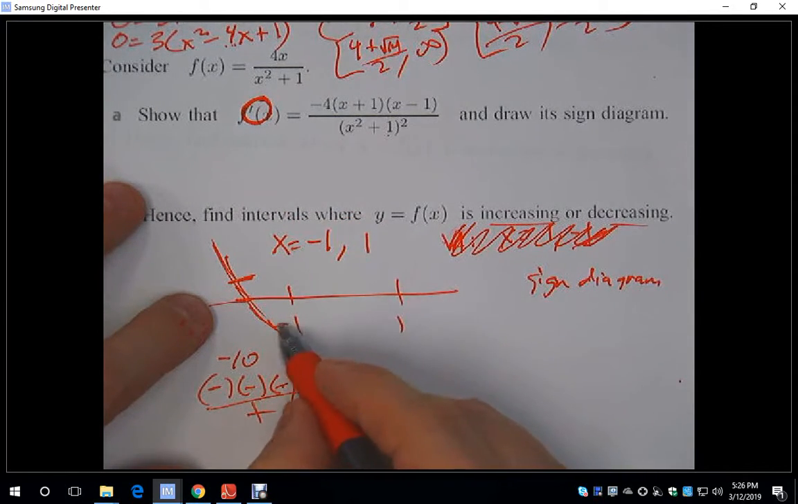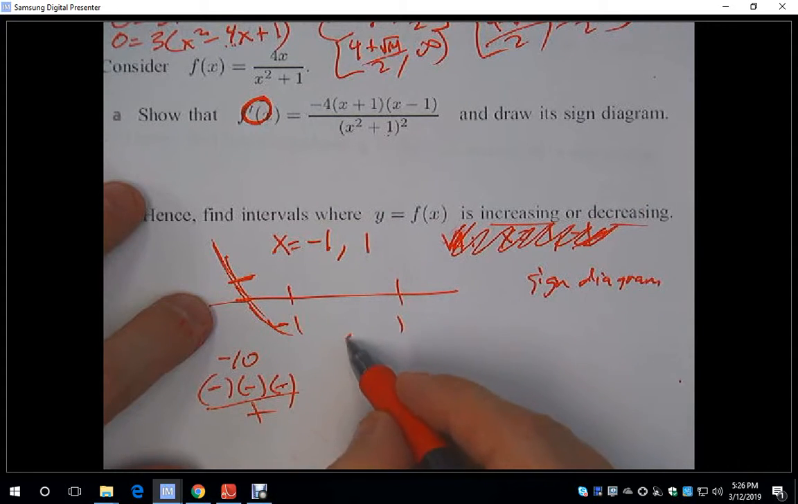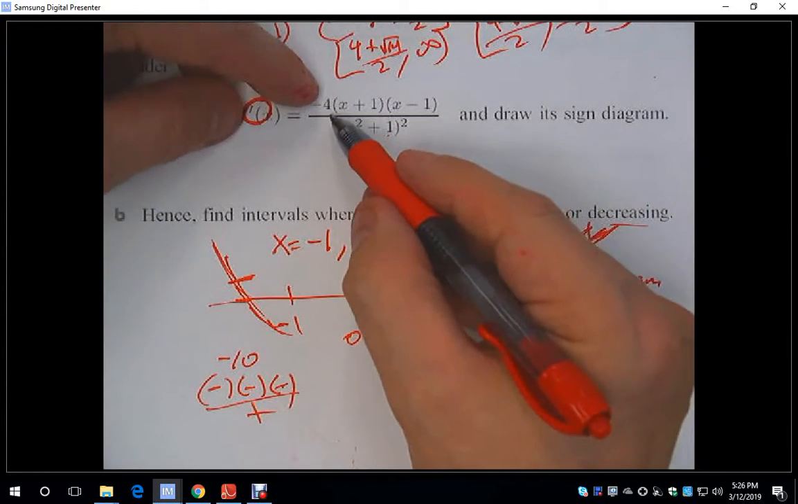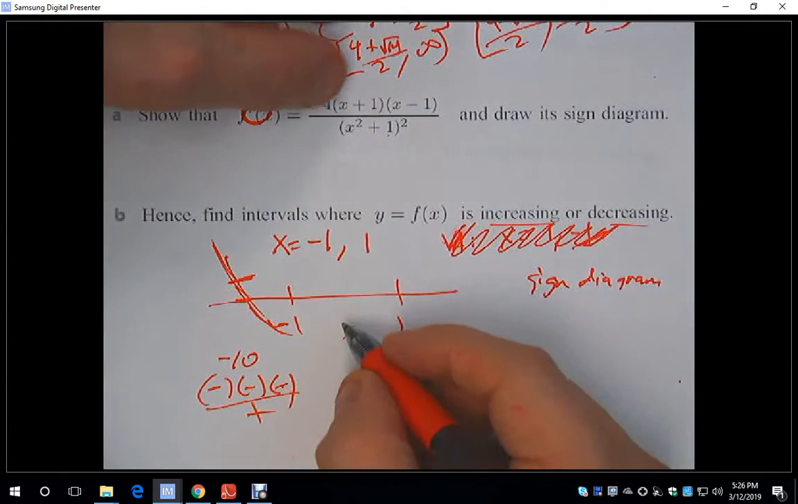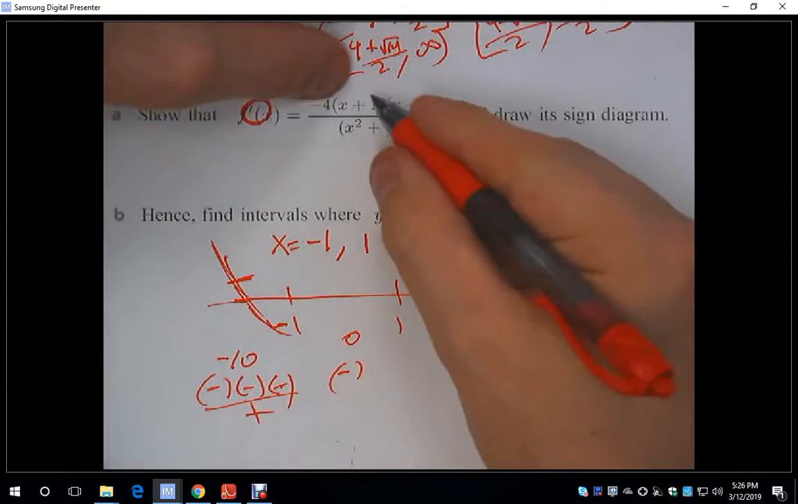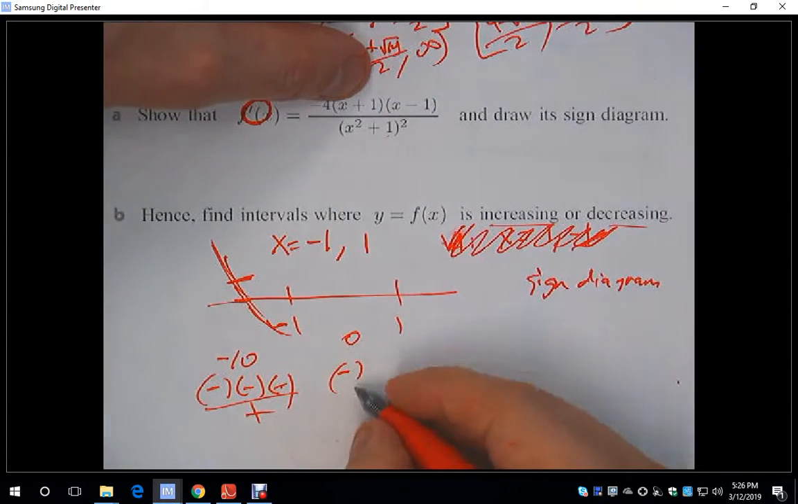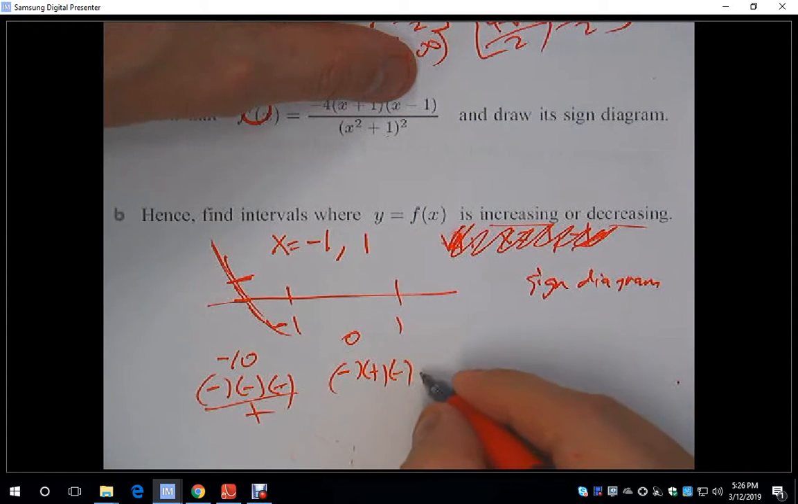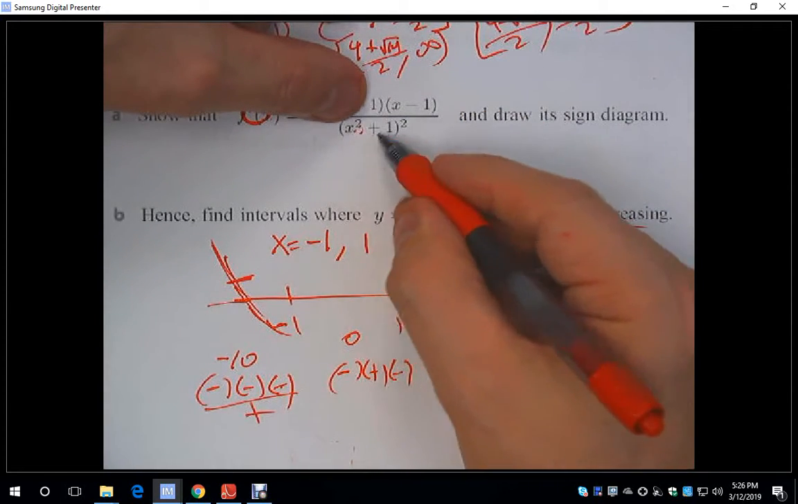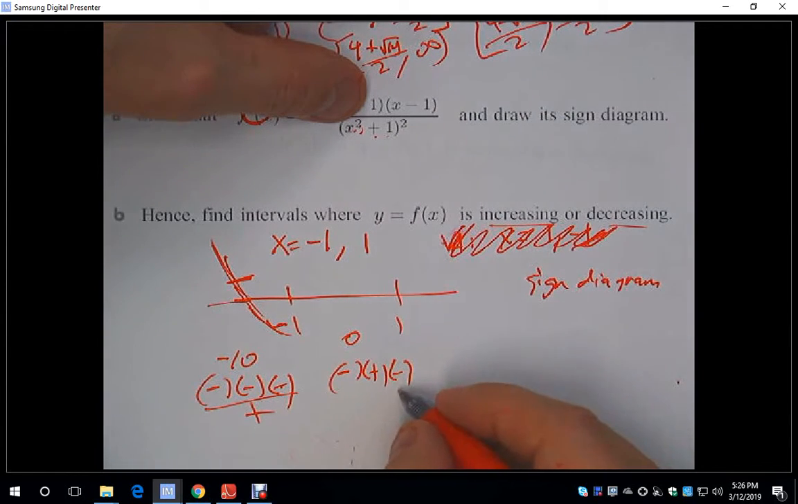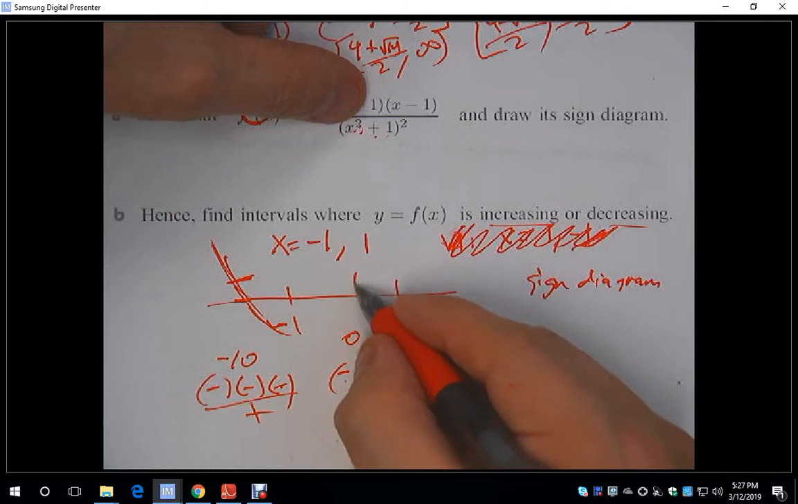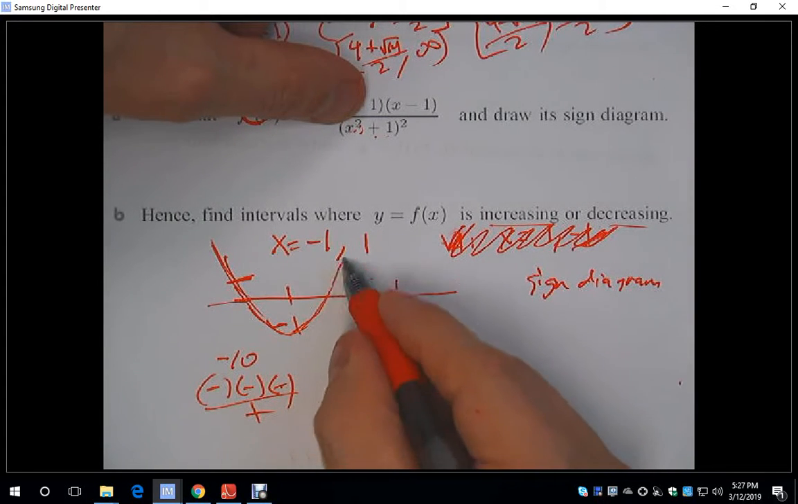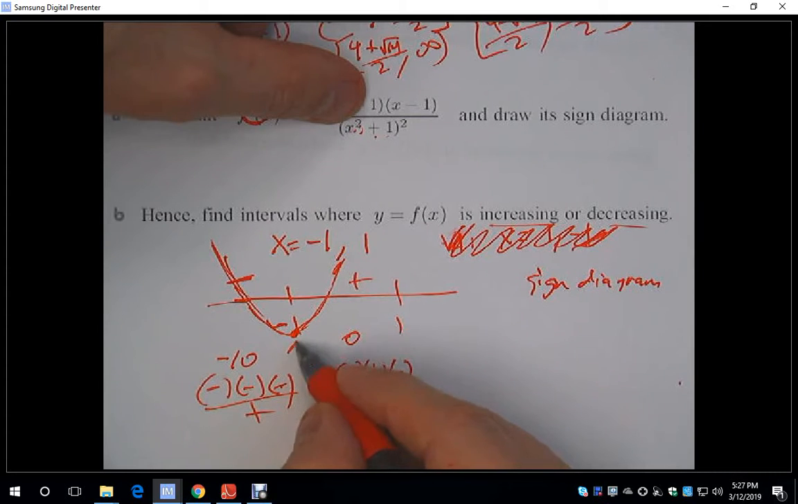But what happens after -1? Well, let's try 0. Let's plug in the 0 here. If I plug in 0 here, I get 0 plus 1. I still have the -4, right? So I have -4. And if I plug in 0 here, 0 plus 1 is going to give me 1, which is positive. And then plug in 0 here, 0 minus 1, that gives me a negative. And that's over 0 squared, which is 0, plus 1, which is 1. And then 1 squared is 1, so all of that is positive. So I want to know what a negative times a positive times a negative is. That's going to give me a positive. So my graph looks like it's moving back up here. So this is going to be a minimum point.